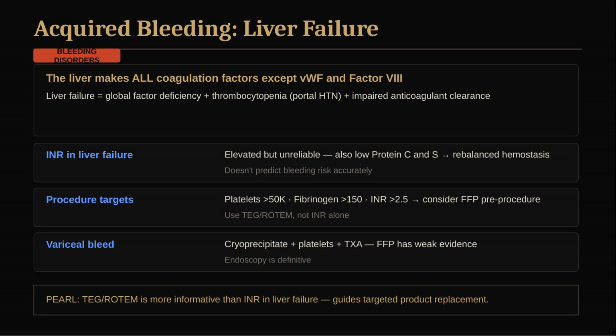For procedures, target platelets above 50 and fibrinogen above 150. INR above 2.5 warrants FFP before high-risk procedures. TEG and ROTEM are more useful than conventional labs in liver failure.